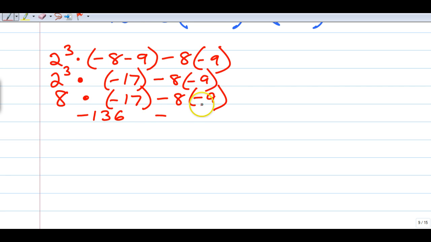We can also take care of this other multiplication now. 8 times a -9 to create a -72. If we clean this problem up, it reads as -136. A minus a negative creates a positive, so a plus 72. -136 plus 72 results in a -64.